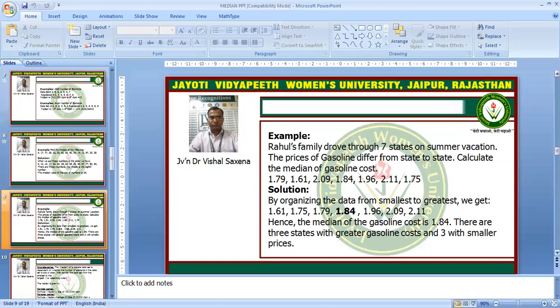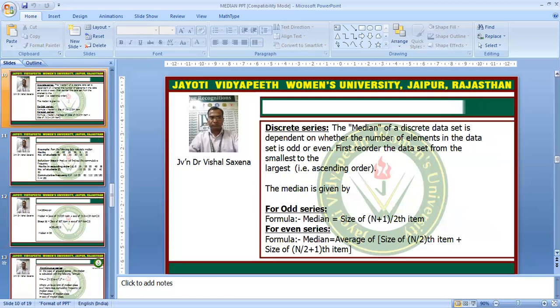1.84 is the value of median in this question. Now next is the discrete series. The discrete series is also known as the ungrouped data, and the median of a discrete data set is dependent on whether the number of elements in the data set is odd or even.